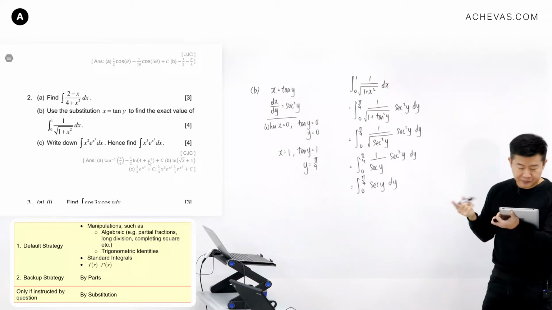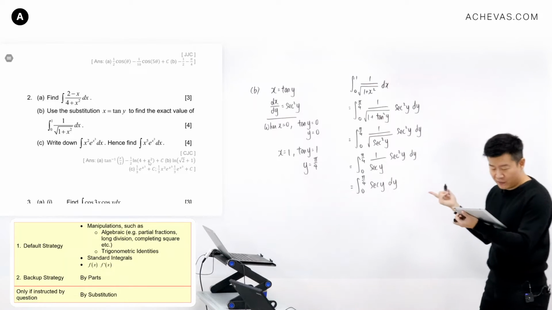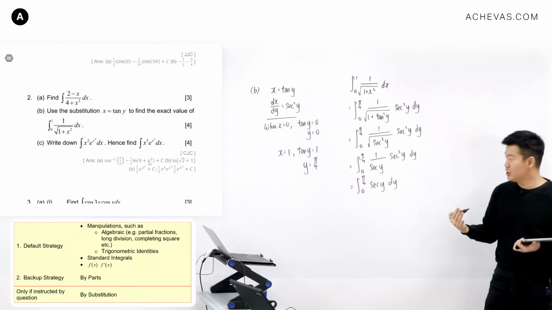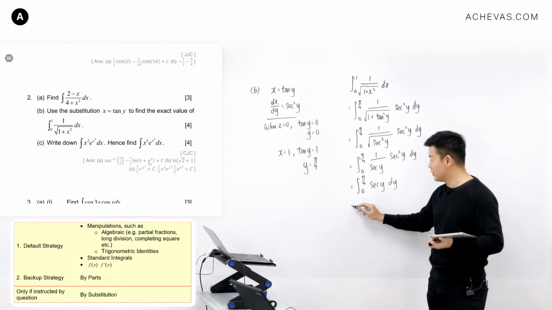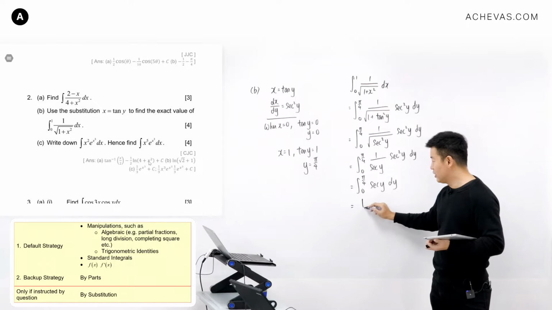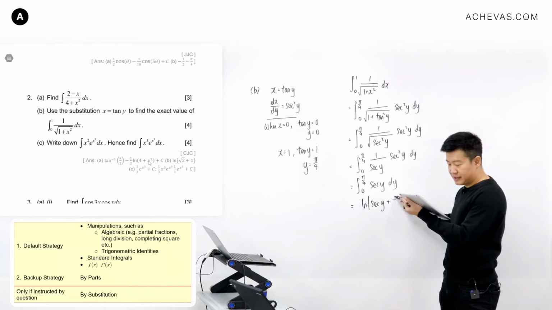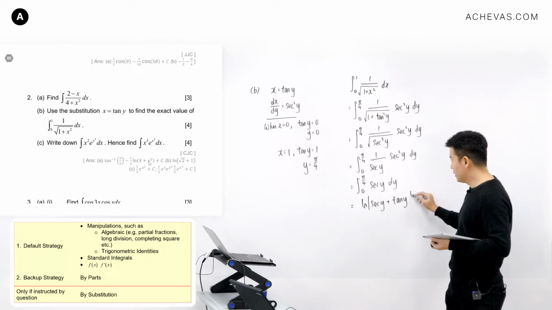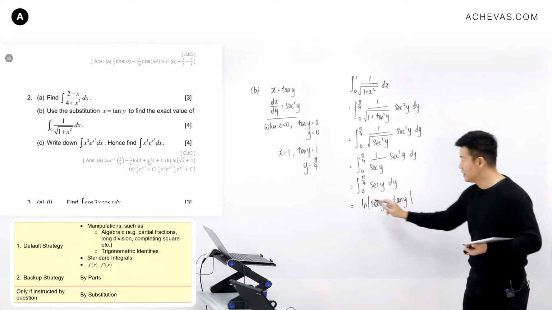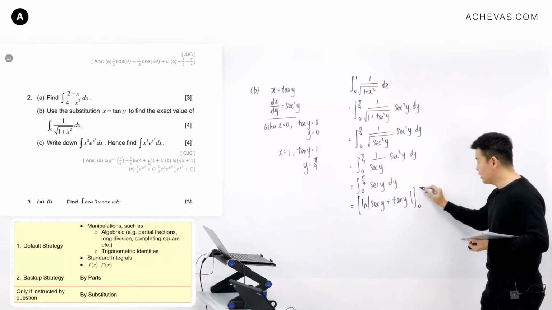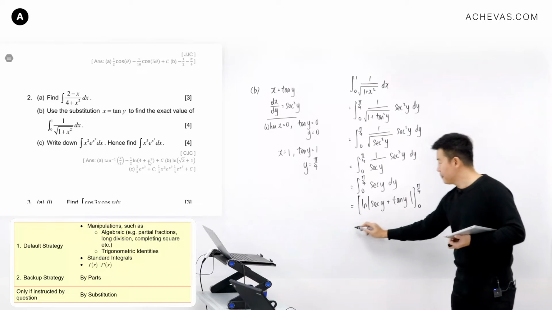And to integrate secant, we actually have a formula that is inside our formula sheet, the MF26. So I'm going to just use the formula. This is going to be ln of modulus of secant y plus tangent y. This is from our formula sheet. And we are going to apply the definite integral with the lower limit and upper limit.